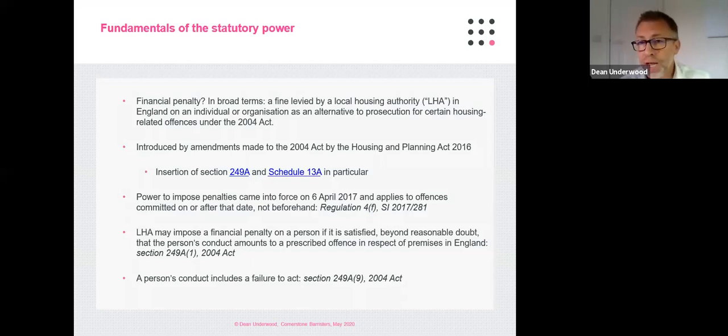Well, in broad terms, as you'll see from the slide, it is a fine levied by a local housing authority in England on an individual or an organisation as an alternative to prosecution for certain housing-related offences under the 2004 Act. There are various concepts and propositions in there to which we will return in a few slides' time. The fact that this is an alternative to prosecution is an important one. And the number of housing offences in respect of which a penalty can be imposed is currently limited, and we'll go through those in a bit more detail.